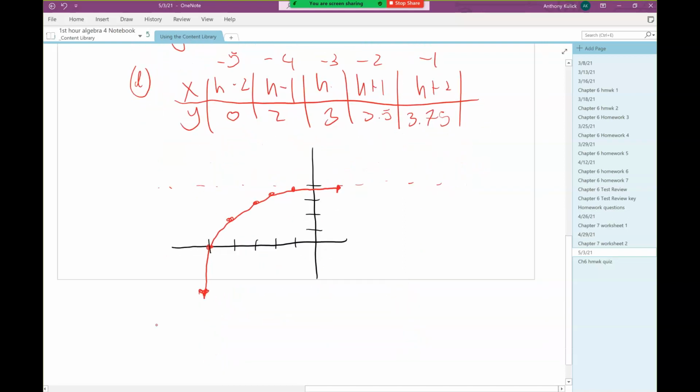And then the last piece asks for the domain and range. The domain is all real numbers for every exponential function. And then the range depends on a and k. So since the a is negative, I know this is going from negative infinity up to k.